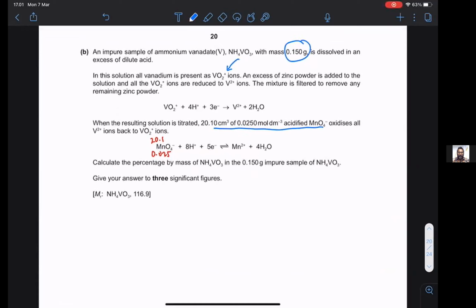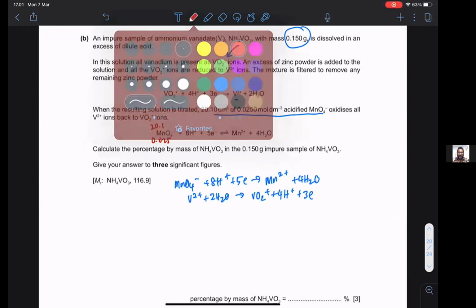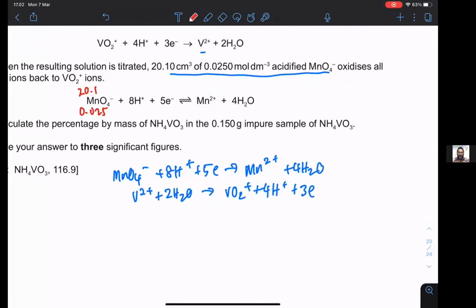So here, I know that I'm going to use MnO4 minus plus 8H plus plus 5 electrons to give me Mn2 plus plus 4 H2O. I'm going to use this equation to change V2 plus. So V2 plus plus 2 H2O, I just change the position, so you are going to get VO2 plus 4H plus 3 electrons. If I want to combine them together, I need to eliminate the electrons. So this one I times by 5 to get 15, and this one I times by 3.